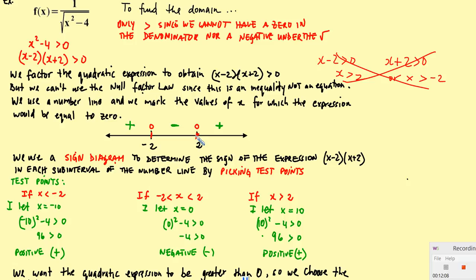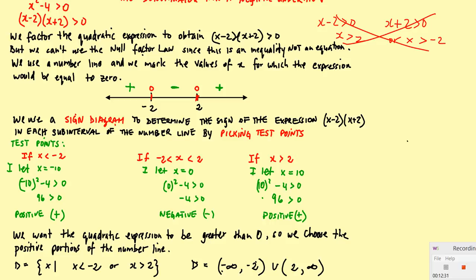Now what I need to see in using the sign diagram is, in each subinterval, between negative infinity and negative 2, between negative 2 and 2, and between 2 and infinity, what's going on with the graph. Is it positive or is it negative? What's happening with those values? So what we can do is pick some test points. What does that mean?